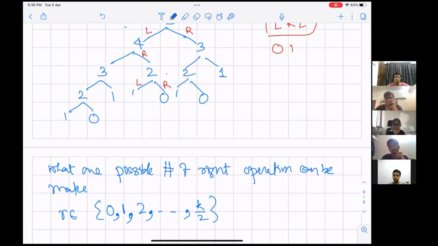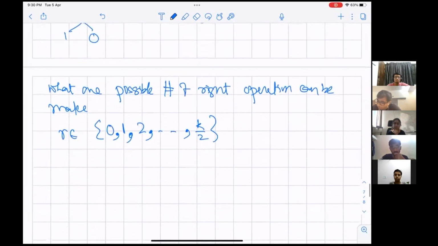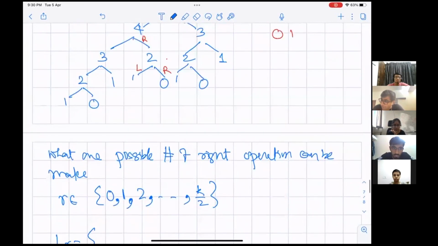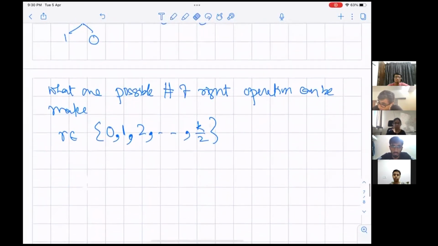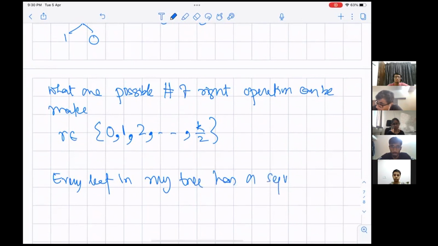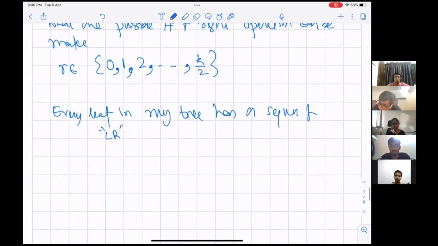Okay. So now I'm going to write LR like this. Now notice, every leaf in my tree has a sequence of LR, right? So every leaf is identified by some LR sequence. Left, right, left, right, left, and you reach this node. Am I right? Okay. Now, what is LR?